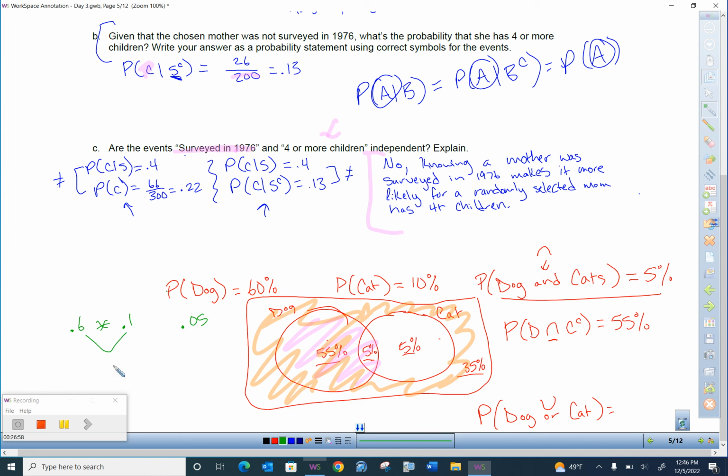Okay, when you multiply this, you get 0.06, and that's not equal to our intersection, so these would be dependent events. Because we assume that if you have a dog, you're probably more likely to also have a cat than just any owner, or maybe vice versa. Okay, but pet owners in general, if you have one, you're more likely to have more than one. So that may be playing a role, which is why these aren't independent.